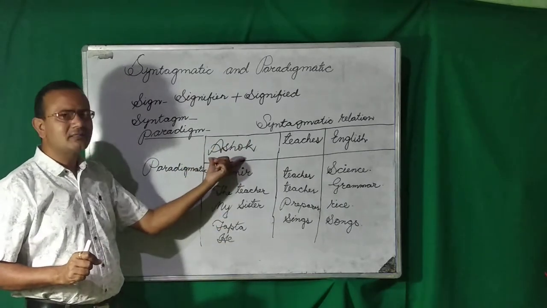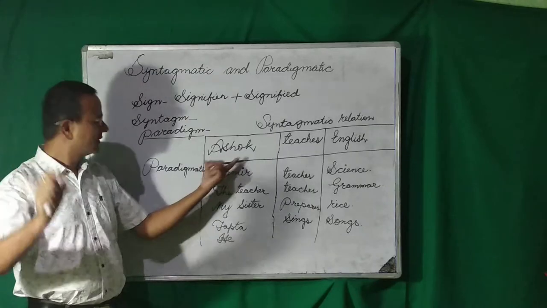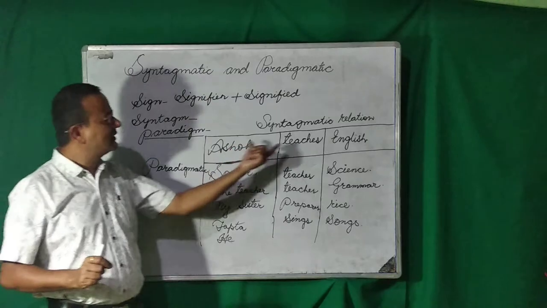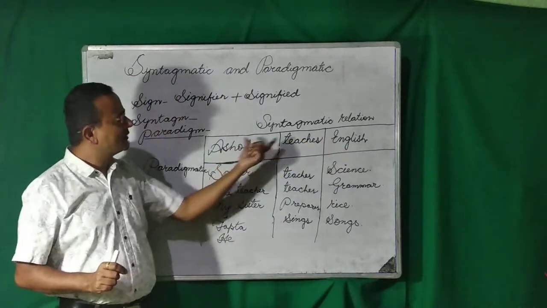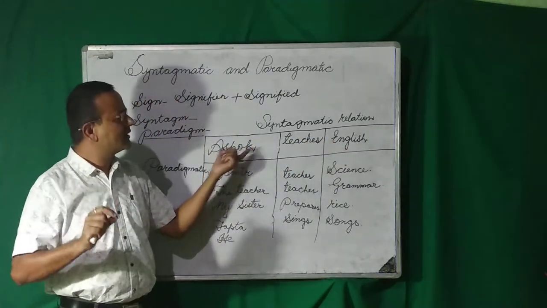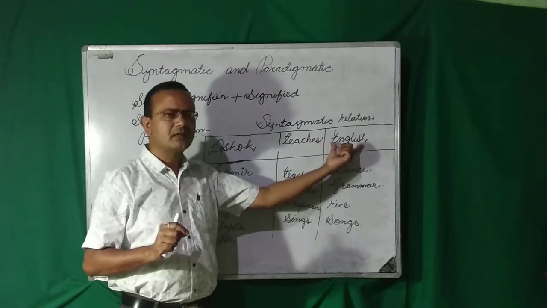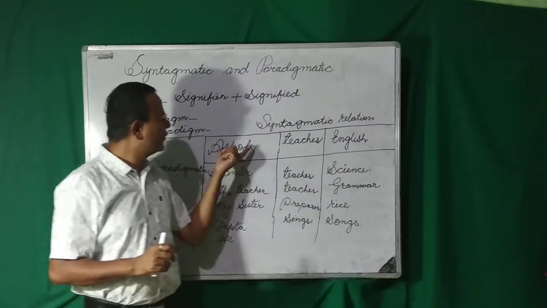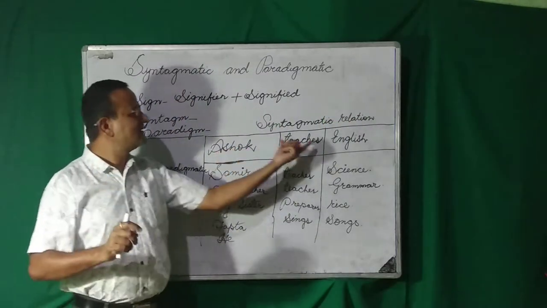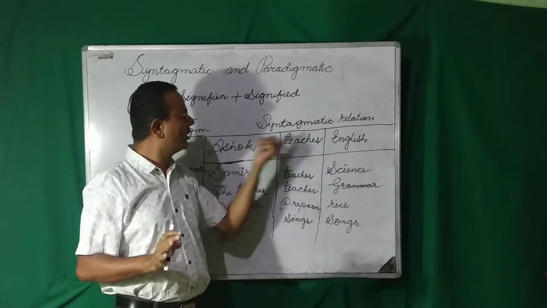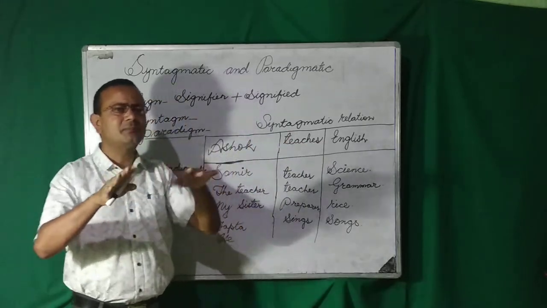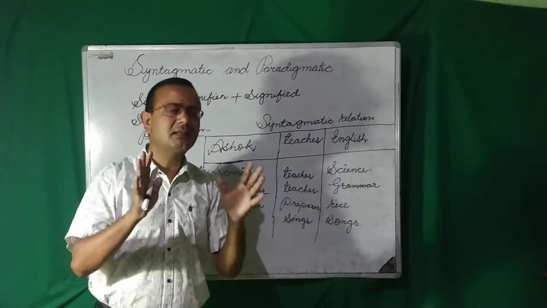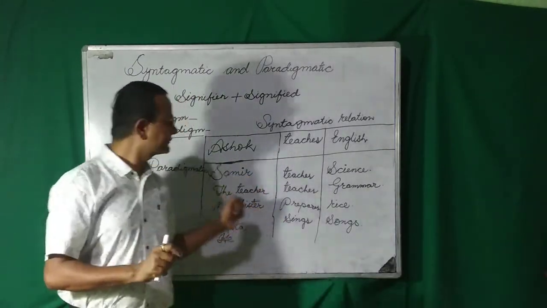Because it is about substitution. Paradigmatic relationship is about substitution. As we said, Ashok teaches English. First the noun or subject comes, then the verb comes, and then the object comes. This is about syntagmatic relationship. Ashok alone makes no sense. Teaches alone doesn't make any sense without these words. So they have a relationship. They come in sequence and they make meaning. Otherwise, the words in themselves are meaningless.